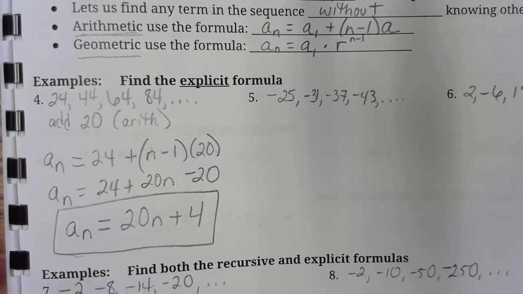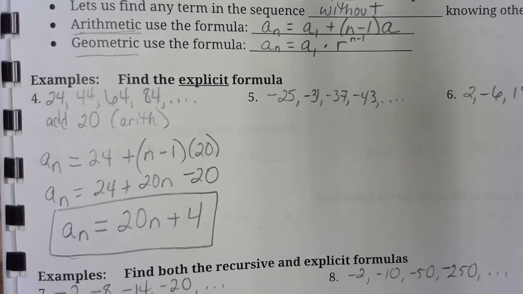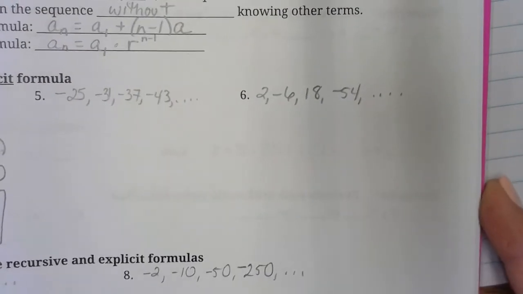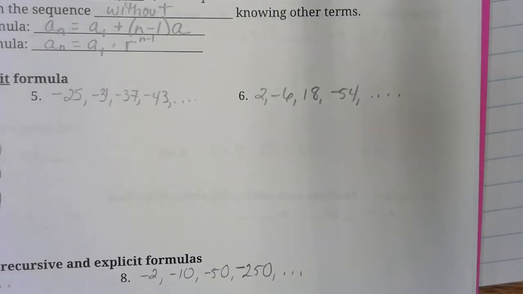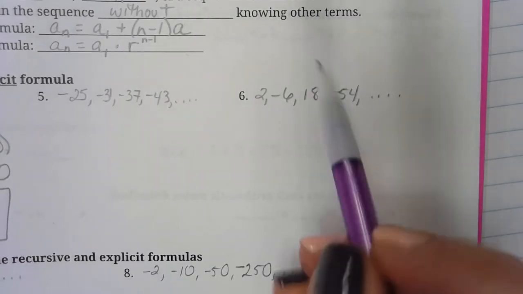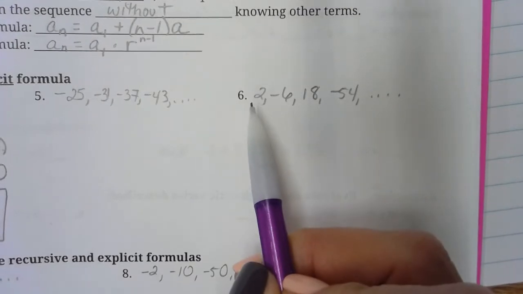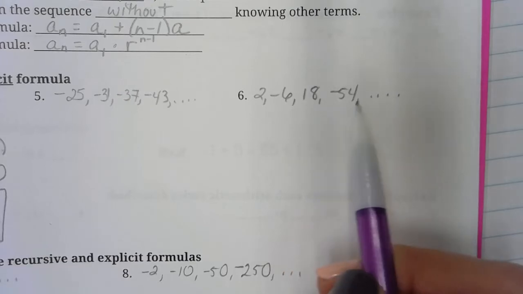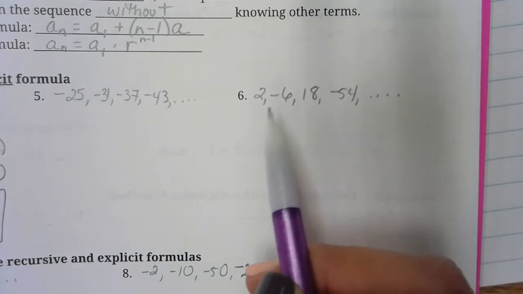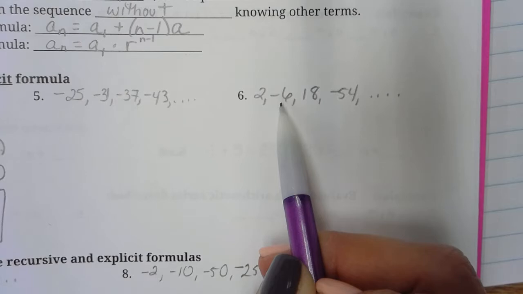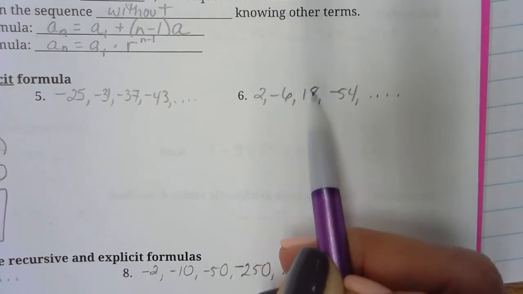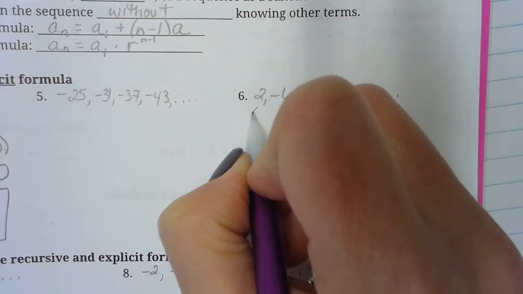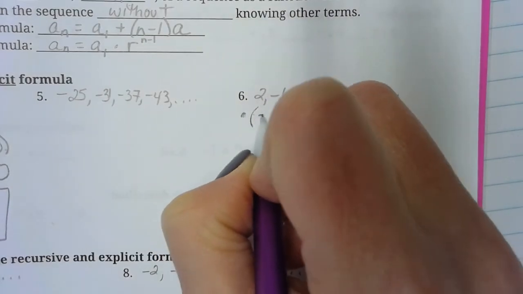So I know I'm ridiculously predictable. Since that was arithmetic, this is geometric. So let's look here and see what we're multiplying by. We're multiplying by, where we start with 2. We get -6, 18, -54. Well, 2 times -3 is -6. -6 times -3 is 18. So we're multiplying by -3.